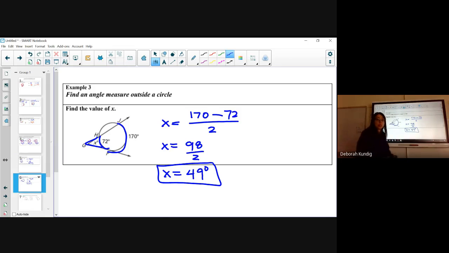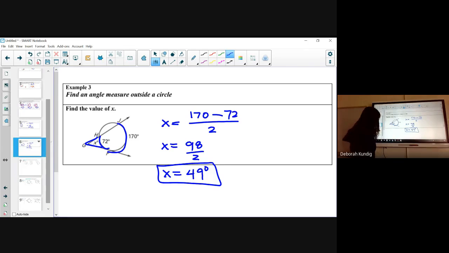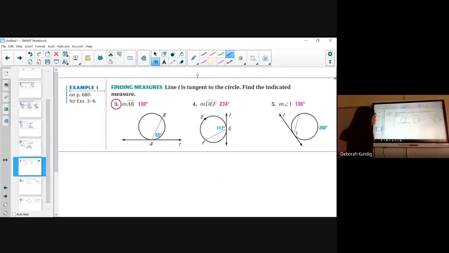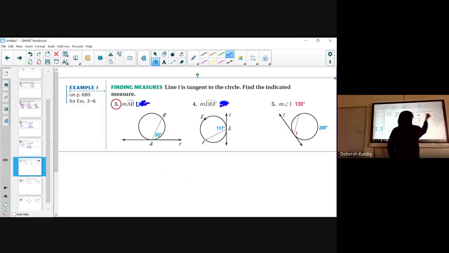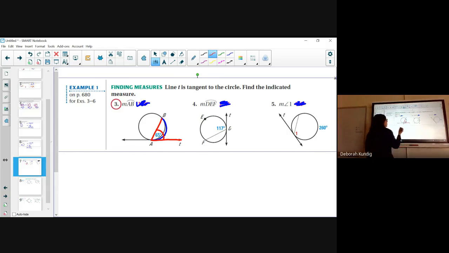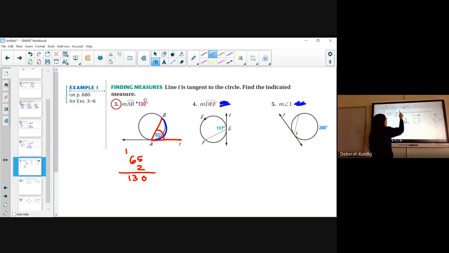I have a few more problems from the textbook, so you can see more examples being worked out from this section, just in case one example per theorem is not enough. In the first one, let's blacken these out. If I want to find the arc AB right here, its corresponding angle is formed by this chord and this tangent. This angle is 65 degrees. To find its corresponding arc, you take 65 and double it. The arc is always bigger. So we get 130 degrees, which is the correct measure for that one.